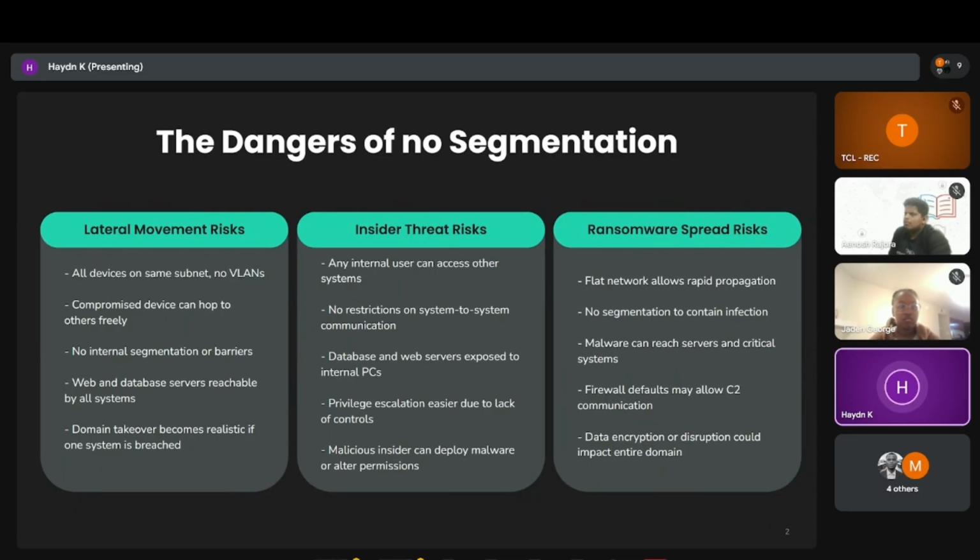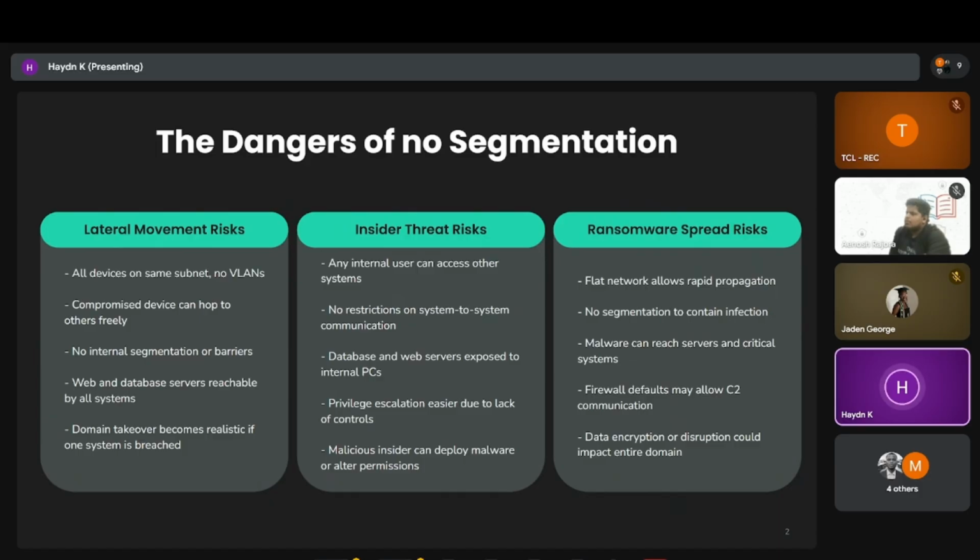So then the dangers of segmentation, there's the lateral movement risks. All devices are on the same subnet with no VLANs or segmentation. A compromised device can easily hop to the other devices, and there's no segmentation or barriers to stop them. Both the web and database servers are reachable by all systems within the network and any external system fairly easily. And domain takeover becomes very realistic if any one system is breached.